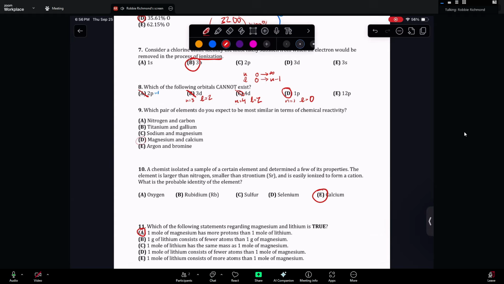1 gram of lithium consists of fewer atoms than 1 gram of magnesium. I would actually argue the opposite because the molecular weight of lithium is significantly less. 1 mole of lithium has the same mass as 1 mole of magnesium. Nope, they have different molecular weights. Answer choice D, 1 mole of lithium consists of fewer atoms than 1 mole of magnesium. A mole means the same thing, Avogadro's number, they would have the same amount of atoms. And that's the same reason why answer choice E is also wrong.